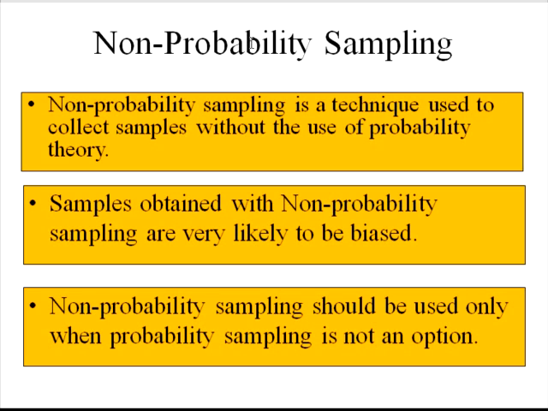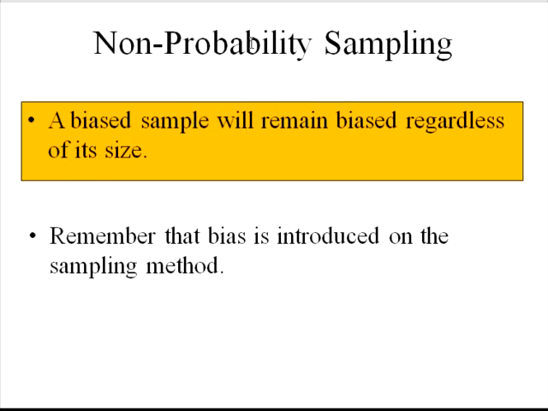A rule of thumb you can use to know if a sample is a non-probability sample is that when you select the subjects, you have a non-probability sample. When the subjects select themselves, you have a non-probability sample, right? It's only when a random number generator selects the sample that you have a probability sample. Otherwise, you have a non-probability sample, right?